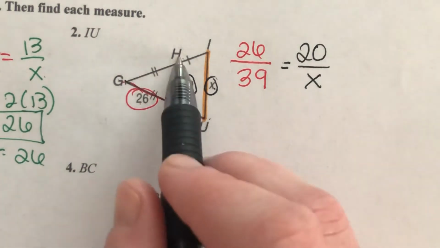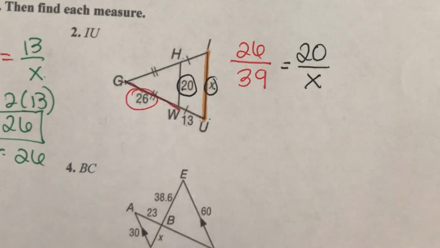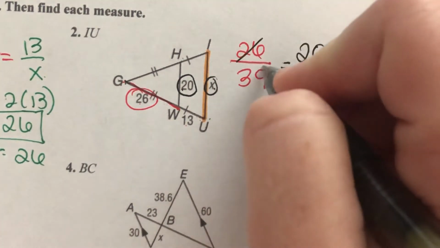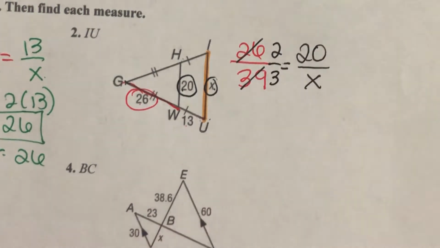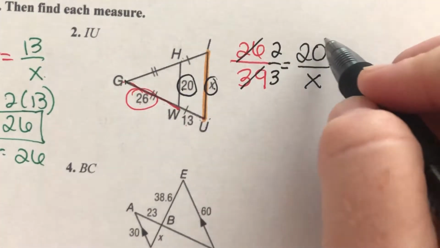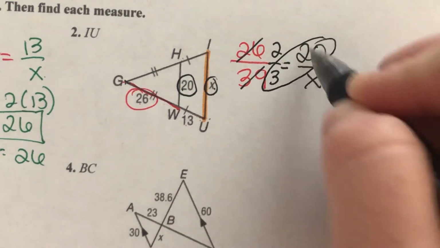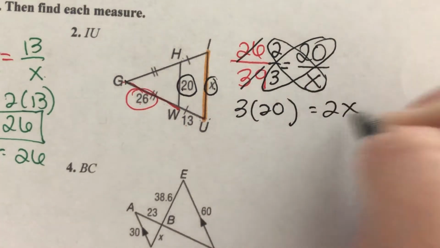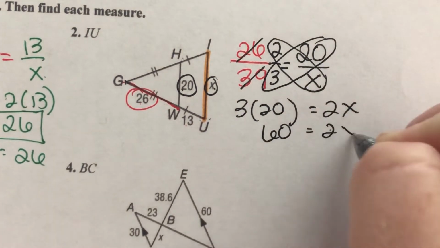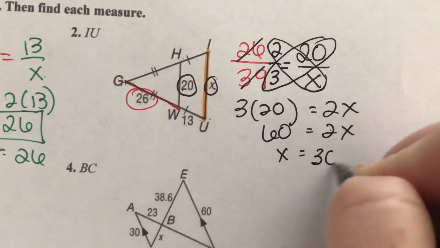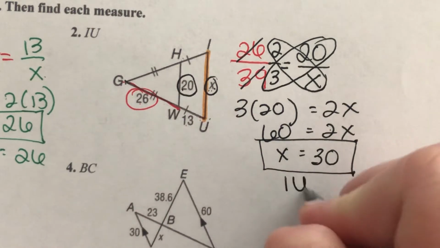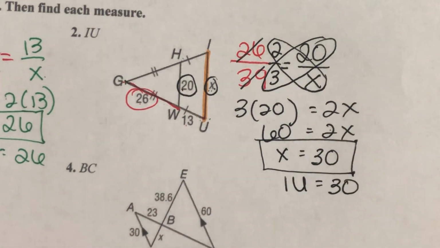Little triangle, big triangle, little triangle, big triangle. All right, and then I can also simplify this guy. I can divide the top and the bottom by 13. So I'm going to get 2 over 3. So I'm actually multiplying 2/3 times 20 over x. Multiply this guy, 3 times 20 equals 2 times x. 60 equals 2x, so x is going to equal 30. So the length of IU is 30 units. Okay, number 3.